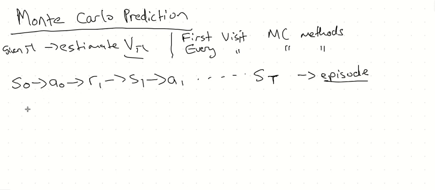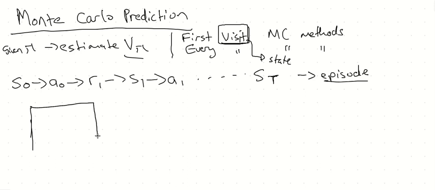So what does this mean? What we can think about as a visit here is a visit to a state. For instance, in an episode we start at some state S0 and go through a sequence of events, and then at some point we might come to the same state again. Let me give you a simple example.